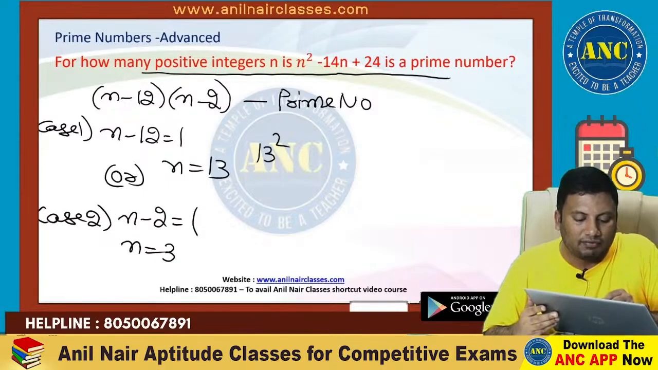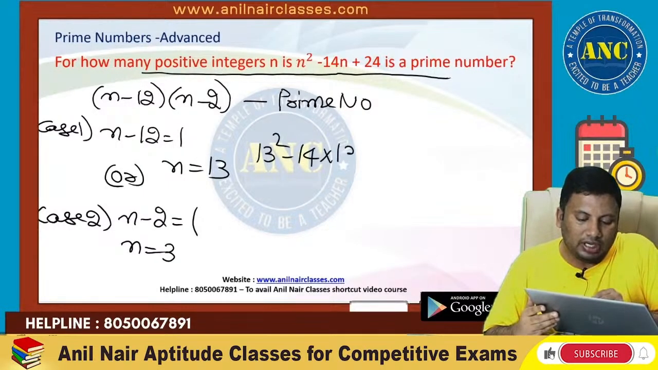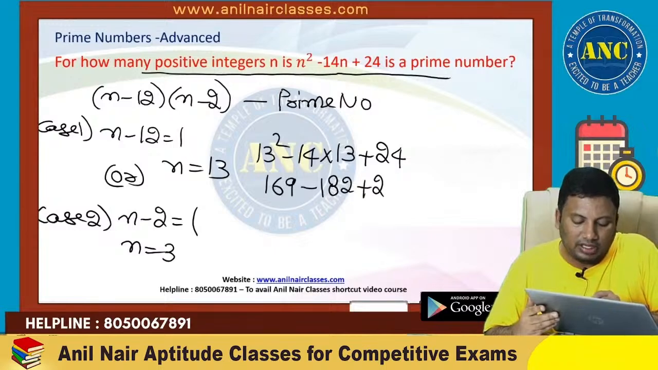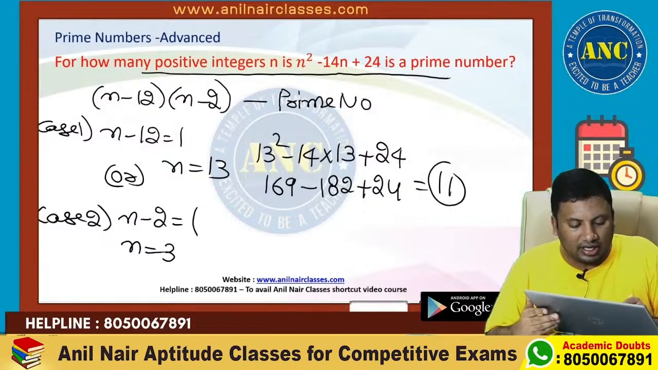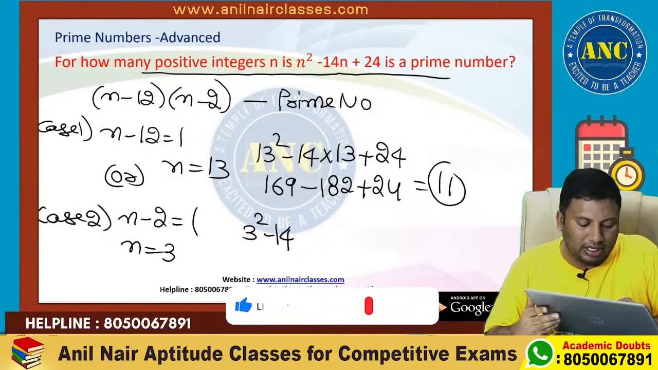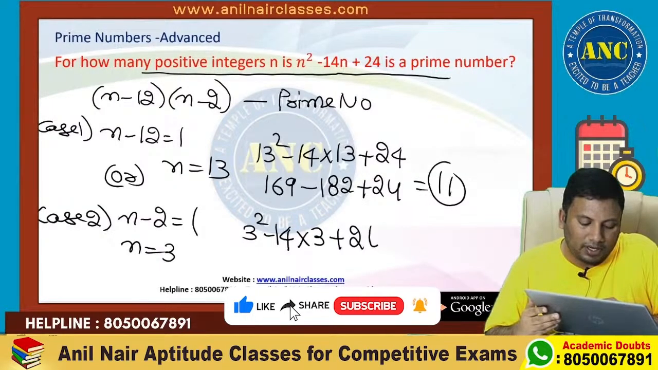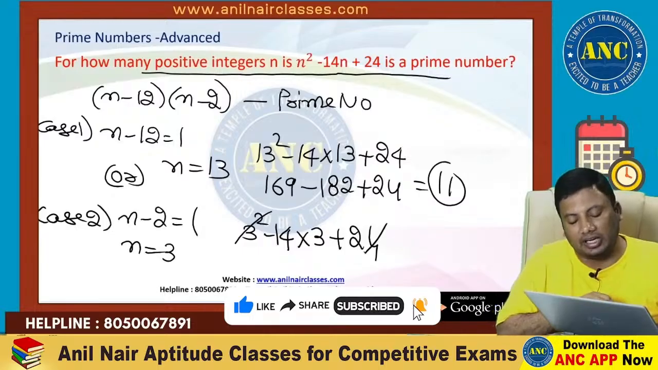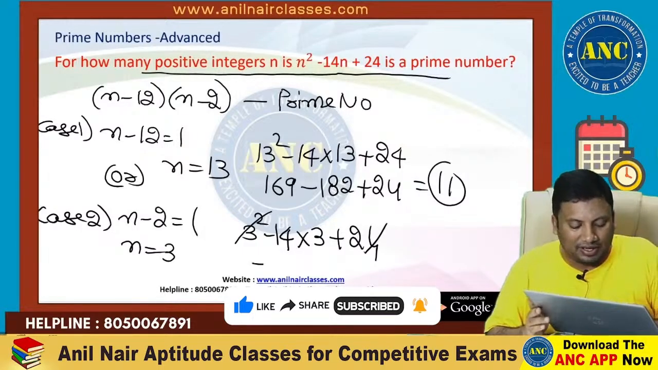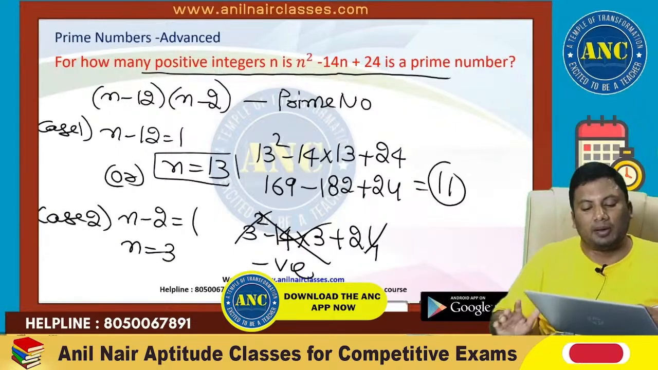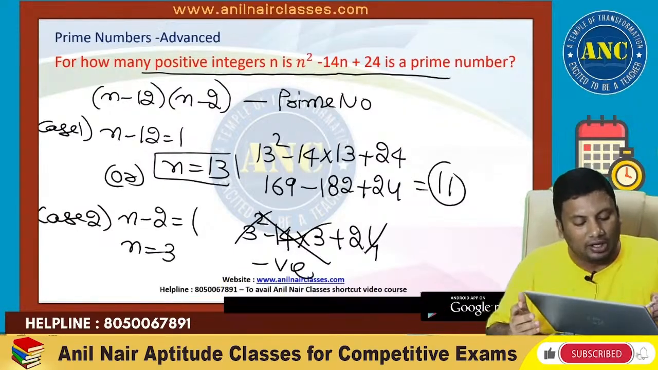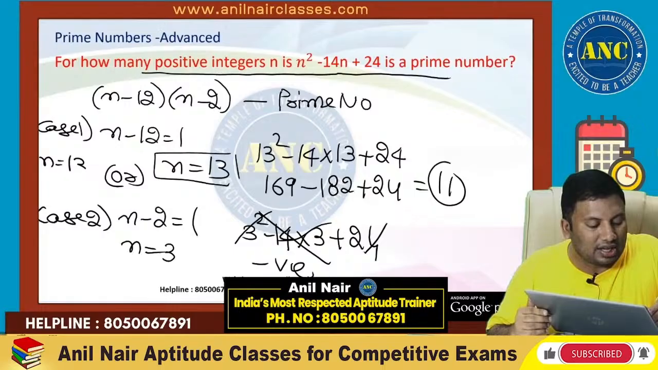So 13 square minus 14 into 13 plus 24: 169 minus 182 plus 24 is 11, a prime number. Now n is 3: 3 square minus 14 into 3 plus 24, that is 9 plus 24, 33 minus 42. It is a negative number, not possible. How many values can n take such that this number is a prime number? One value. And what is the value of n? It is nothing but 13.